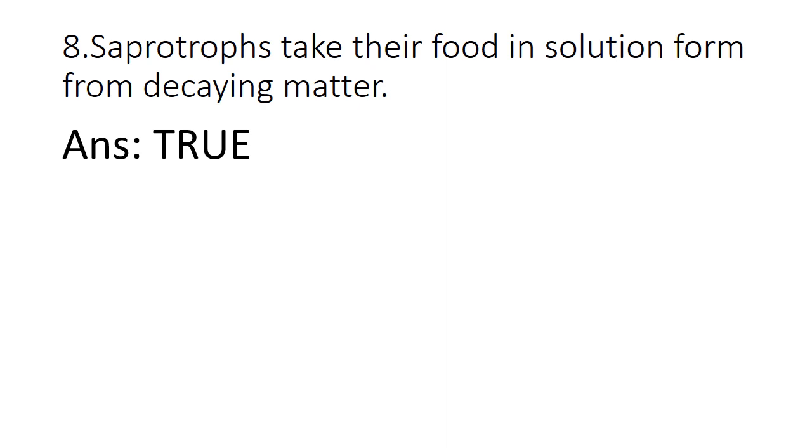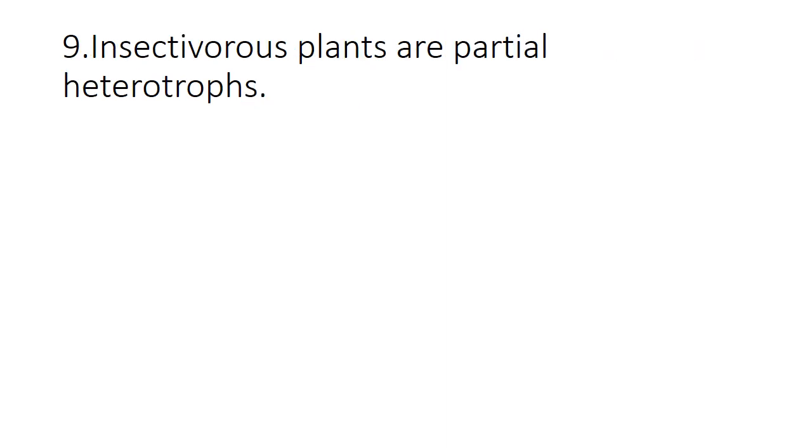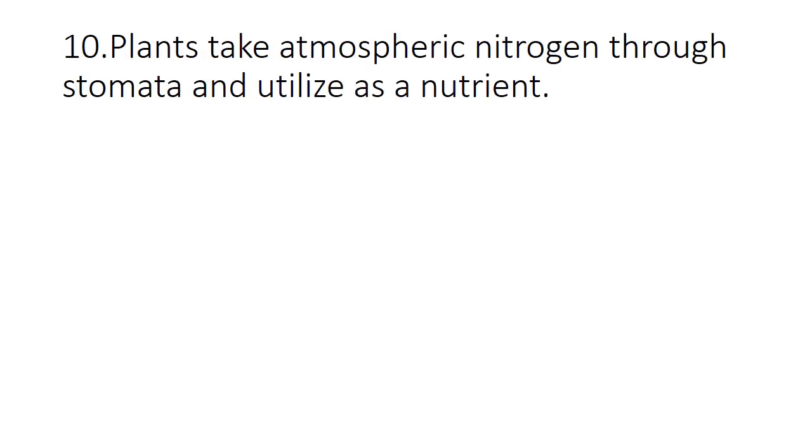Let's move on to the ninth question. Insectivorous plants are partial heterotrophs. So this statement is a true statement because the pitcher plant feeds upon insects and it is a partial heterotroph as it is dependent on other things. So the last question is, plants take atmospheric nitrogen through stomata and utilize it as a nutrient. So this statement is a false statement.